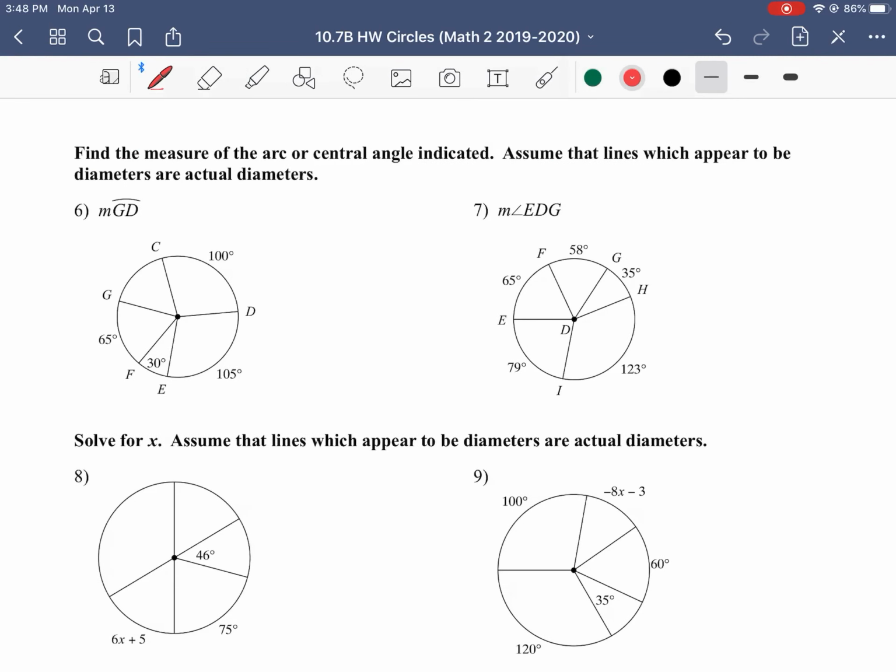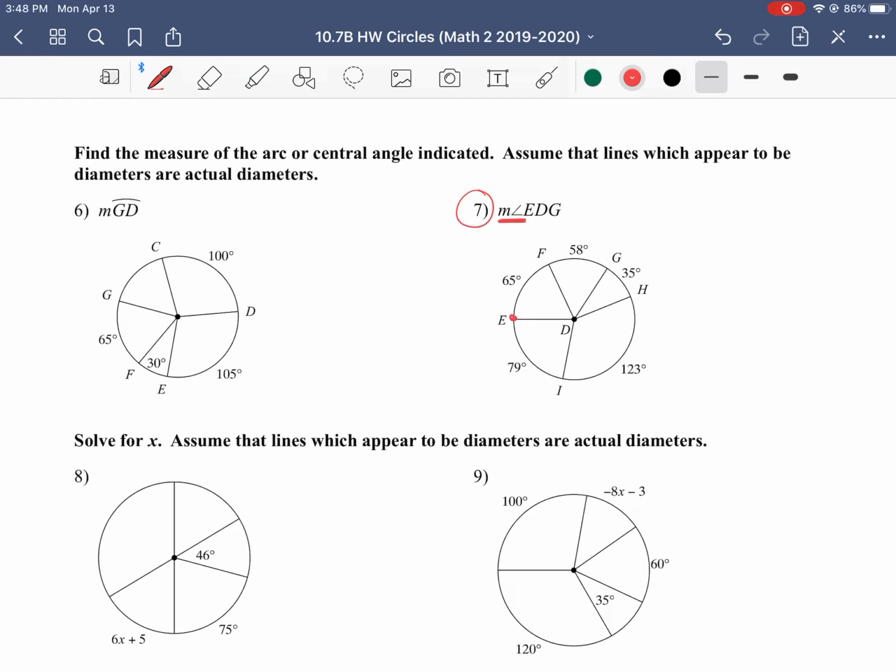Okay, let's work through a few of these. Again, these are coming off of the notes from the videos, so just make sure that you've worked through those videos first. I'm just going to skip around and go through a few of these. So I'm going to start with number 7. This one asks us to find the central angle or arc. This specifically is asking us to find the measure of angle EDG.